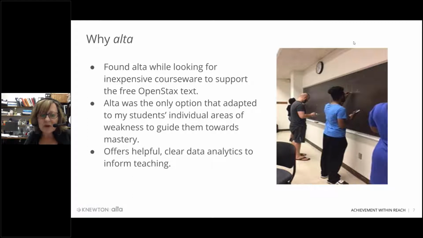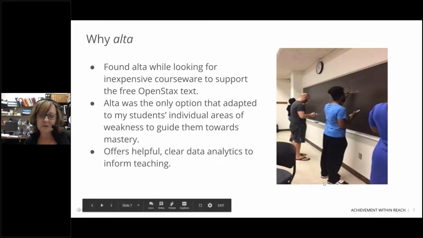Something I hadn't thought about at the time when I was choosing Alta is just how the analytics could inform my teaching. I can now tell who's struggling and what they're struggling with. I can tell who's active, who's getting close to mastery, who's inactive, and I can really use those analytics to inform what happens in the classroom. So that's been a great asset to my classes as well.